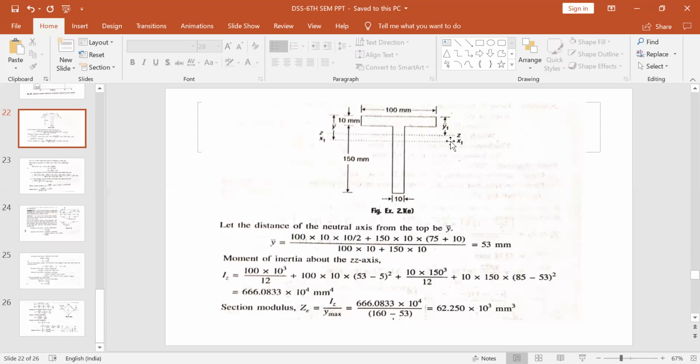Now let us find the moment of inertia for this web portion. What is the area of the web? 100. Now what is the moment of inertia for this web? The breadth B is 10, depth is 150, so 10 into 150 cube by 12 plus A into x bar square, that is 10 into 150 into x bar square. So you need to find this distance.